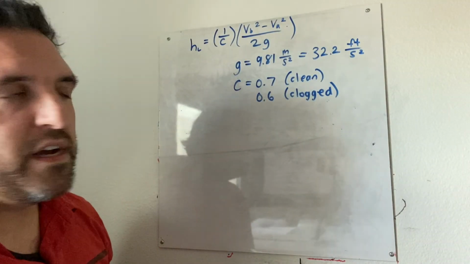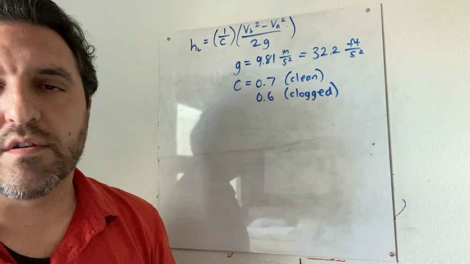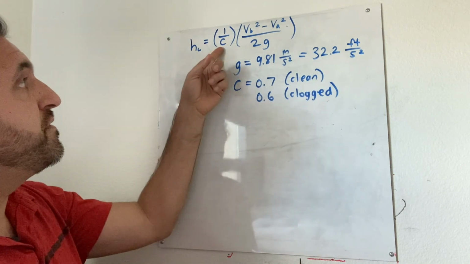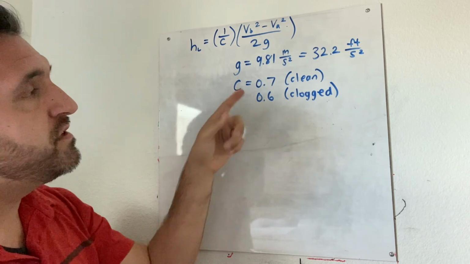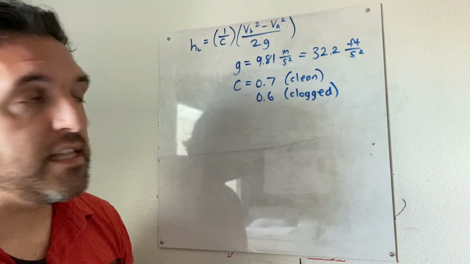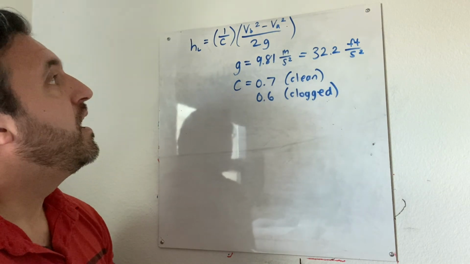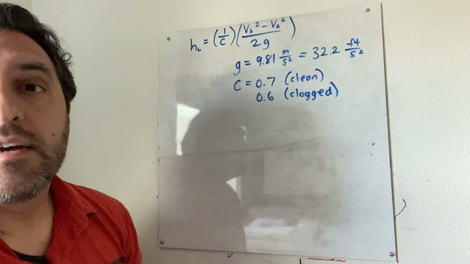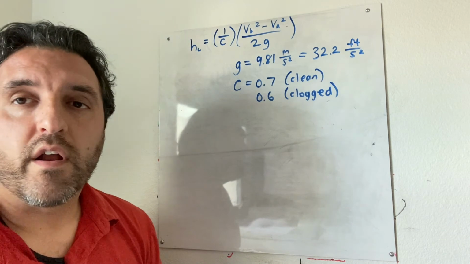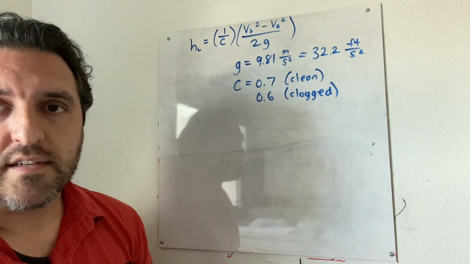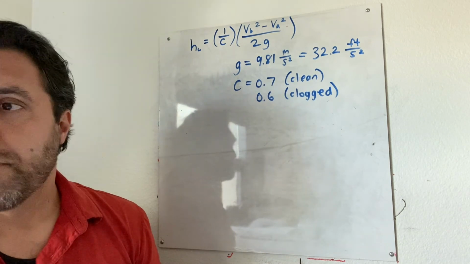All right, so this is the equation we have to calculate the head loss through a coarse screen based on whether or not it's clean or clogged. So here we've got the coefficient C, which is equal to 0.7 when the screen is clean, and equal to 0.6 when the screen becomes clogged. We've also got VB, the velocity of the water going through the screen, and we've got VA, which is the approach velocity, the water coming up to the screen.